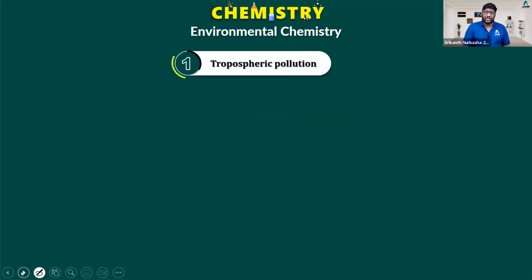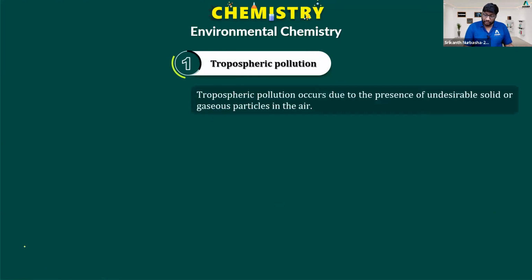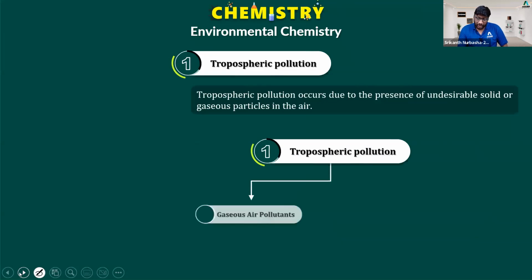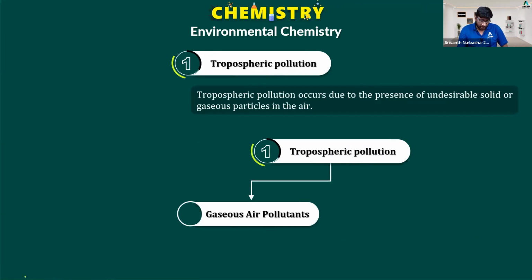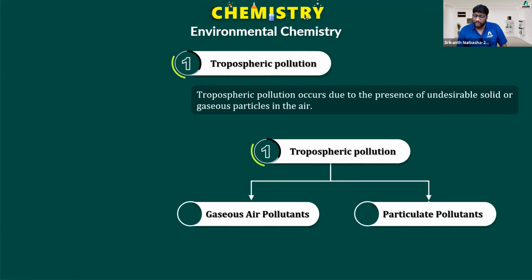Tropospheric pollution we will study with respect to two types of pollutants. Tropospheric pollution occurs due to the presence of undesirable solid or gaseous particles in the air. It is studied with respect to gaseous air pollutants and particulate pollutants. These are the two things we are studying.